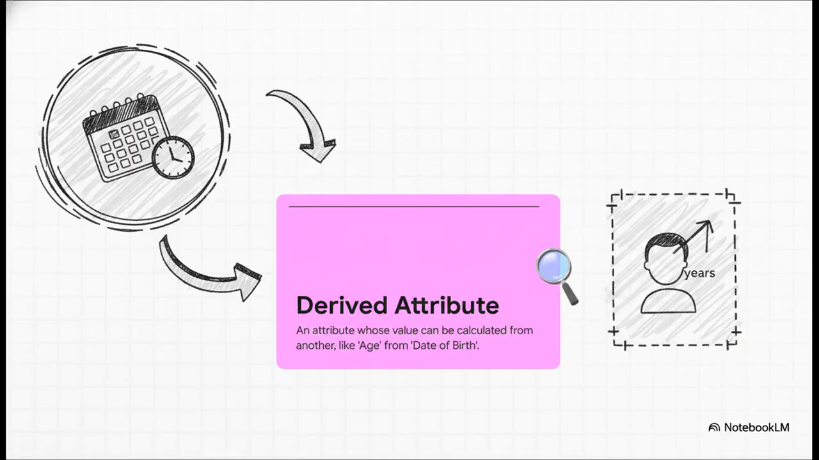Okay, our last special case is the derived attribute, and this one is all about working smarter, not harder. This is any piece of data that you don't actually need to store because you can figure it out from something else you already have. The classic example is age. If you know someone's date of birth, you can always calculate their age, right?